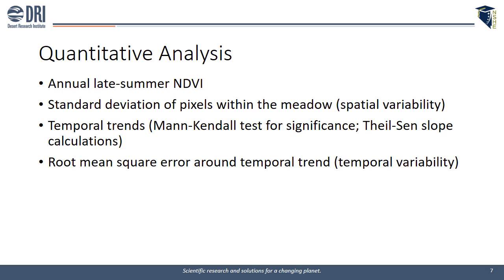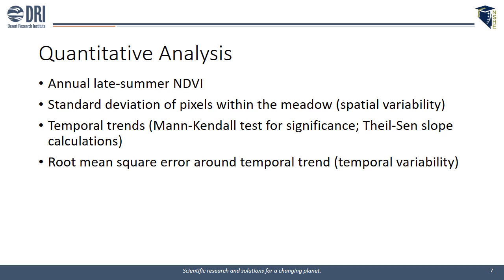So the quantitative details of what we did was based on the annual late summer NDVI. So we obtained every August and September Landsat image. We got the spatially and temporally integrated NDVI, so we have one NDVI value for each year of record, 1984 to 2019, for each meadow. At the same time, we're looking at the standard deviation of pixels within that meadow, so we have one value of standard deviation for each meadow for each year, covering the spatial variability of greenness.